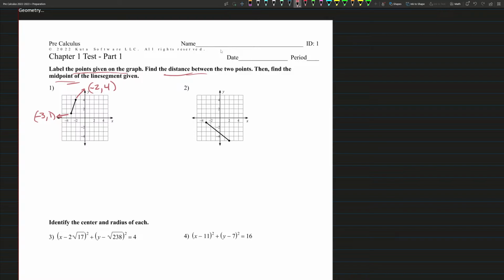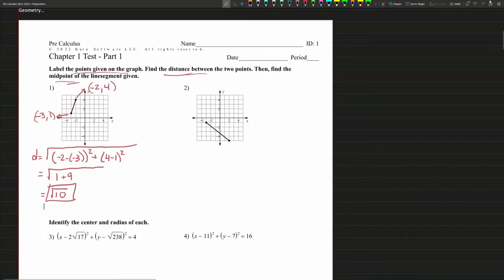And then the distance between these 2 points, keep in mind the equation that I had up above. This is the difference of the x's squared, so (-2 minus -3) squared, plus the difference in y's in the same order, so (4 minus 1) squared. Okay, then we simplify. -2 plus 3, that's 1. 1 squared is 1. 4 minus 1 is 3. 3 squared is 9. So this is going to be radical 10. Okay, so that's what I'm expecting for the distance.